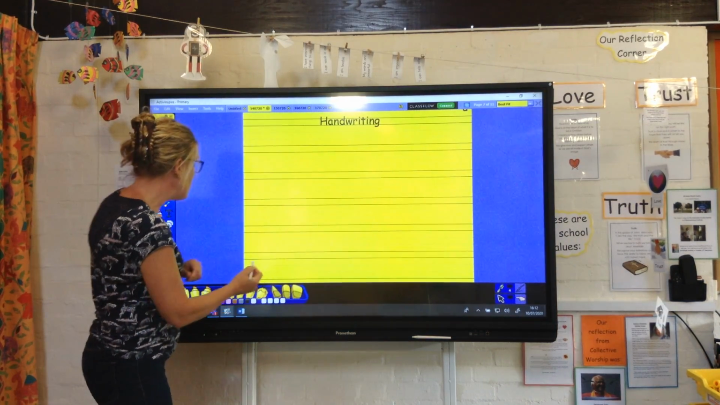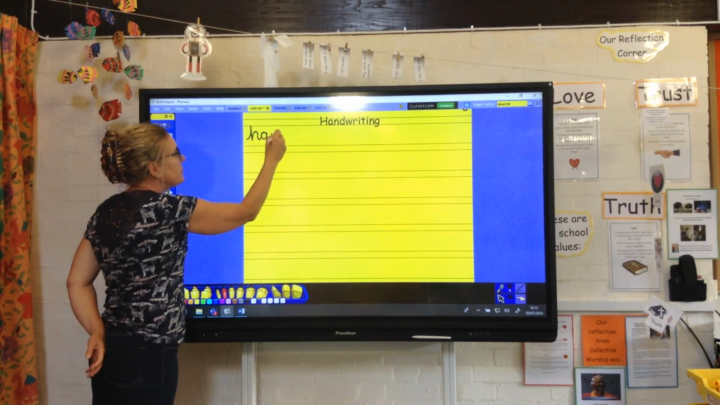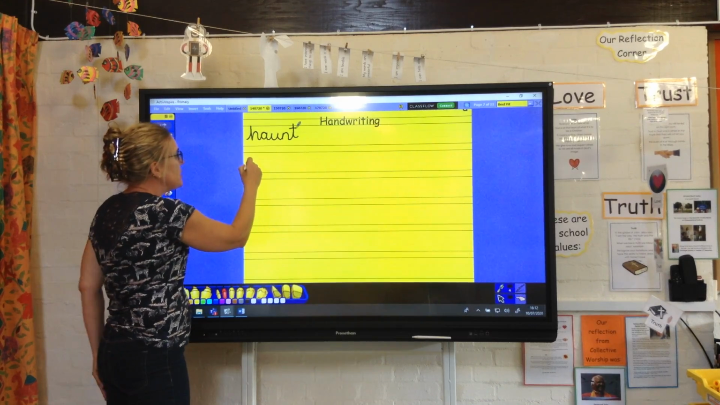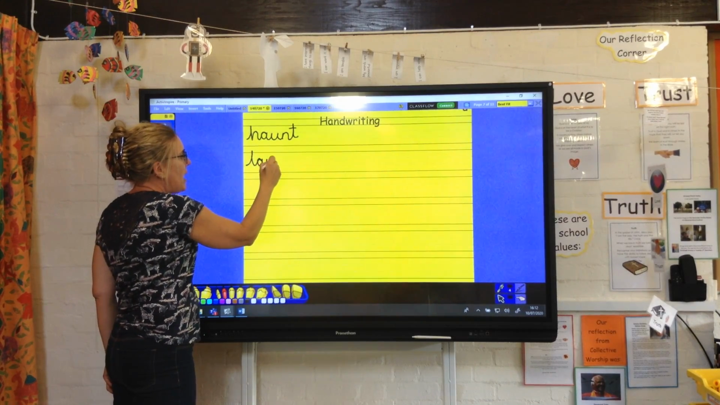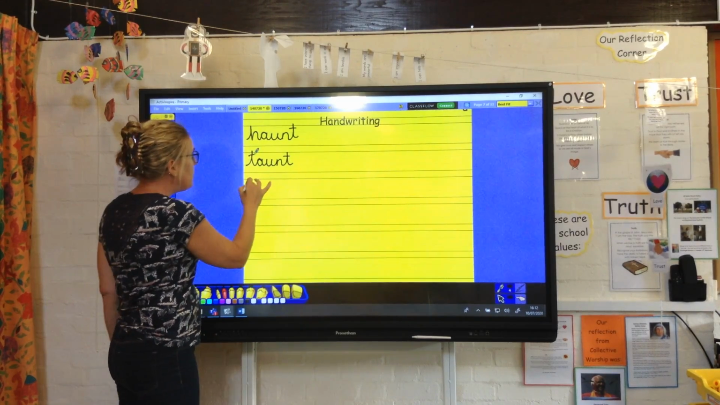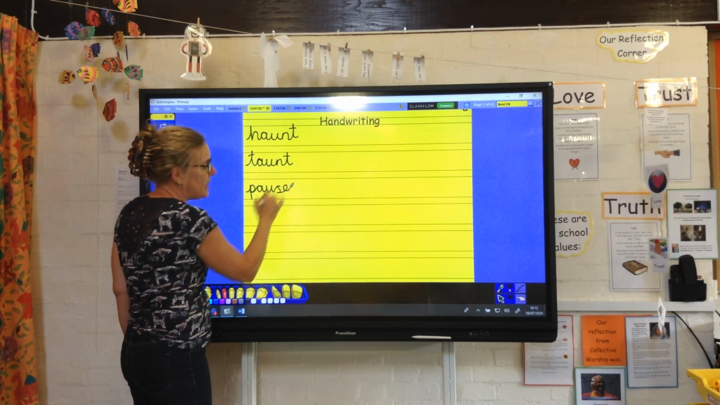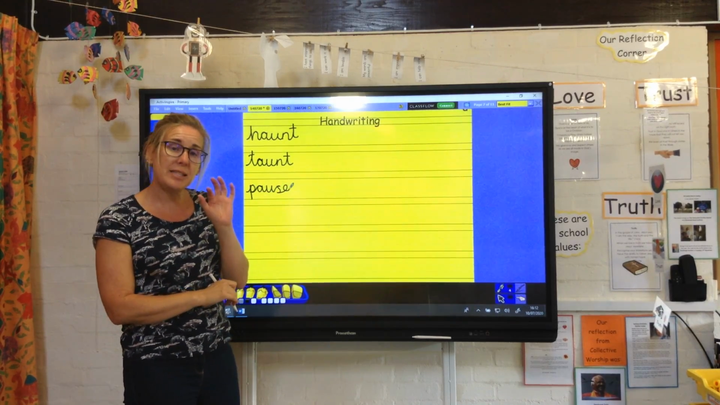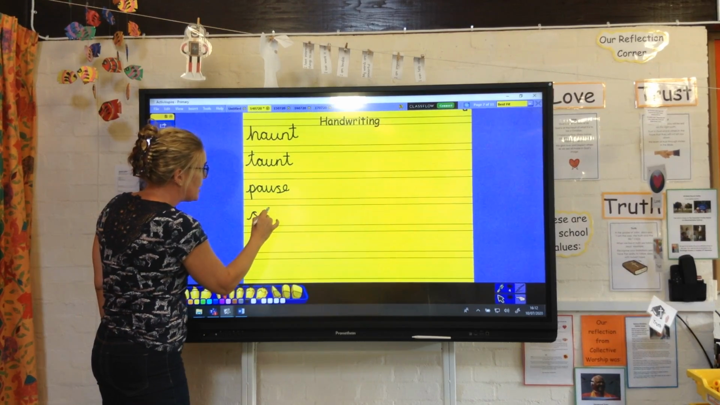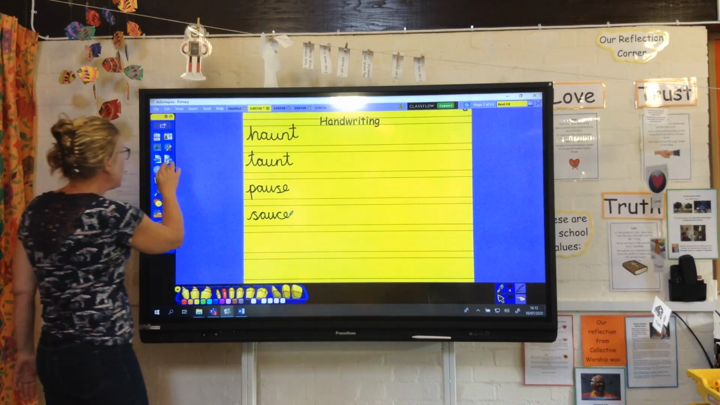Handwriting today, we've got some AU words. We're going to write the word haunt. And then we have got the word taunt, so t-a-u, A-U, and then we've got the N and the T at the end. Pause, we've got that low P, A-U-S-E, and then sauce, and the S at the beginning of sauce, it's got the soft C, so we've got an S at the beginning, and then our C and our E.